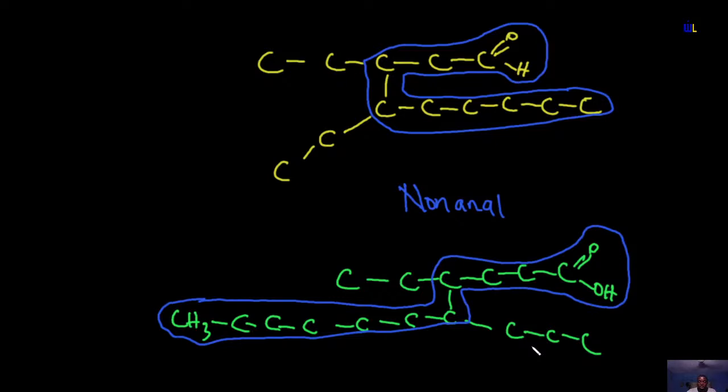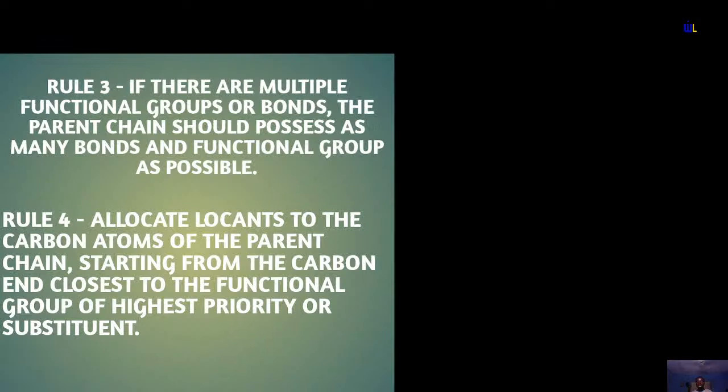Basically there are about 8 rules and we are still in rule number 2. Okay, so let's go to the next rule. Let me put it up on the screen so that you can also see that. Yeah, so the third rule is, if there are multiple functional groups or bonds, the parent chain should possess as many bonds and functional groups as possible.